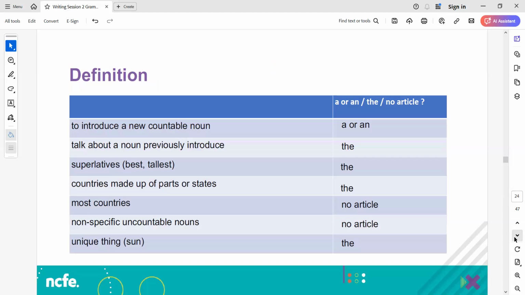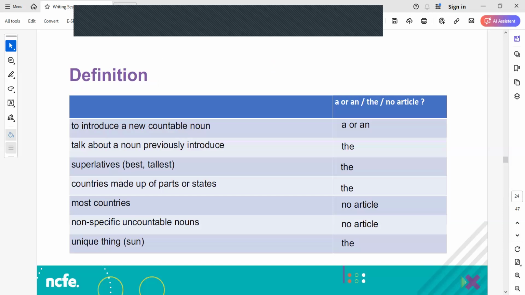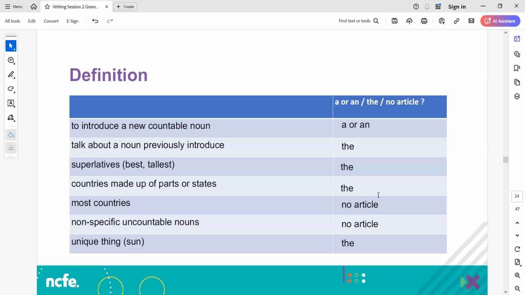So the definitions. To introduce a new countable noun, we use a or an. To talk about a noun previously introduced, we use the. For superlatives, the best, the tallest, and so on, we use the. For countries made up of parts or states, we use the. So the United States, the Netherlands. Most countries do not have an article, and non-specific uncountable nouns like rice have no article, but unique things such as the sun, the moon, the sea, we use the.